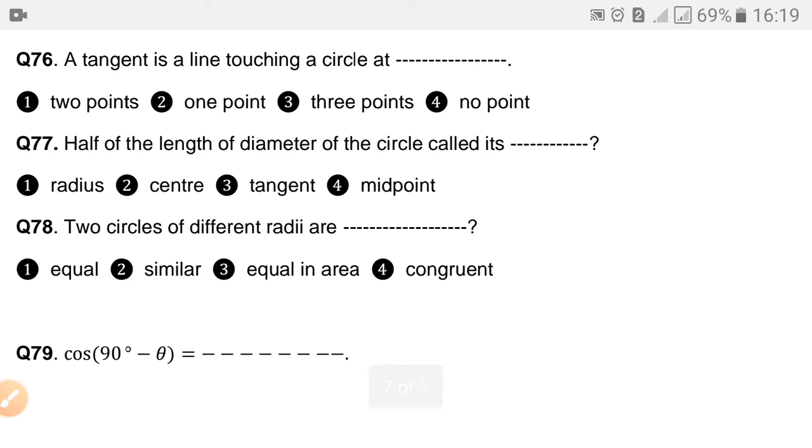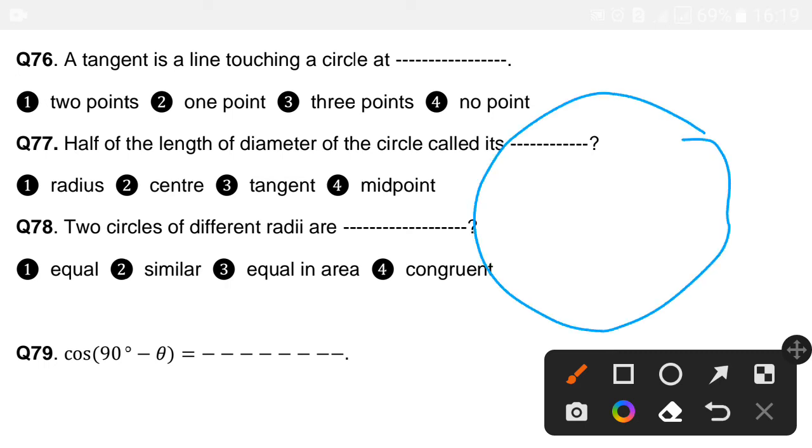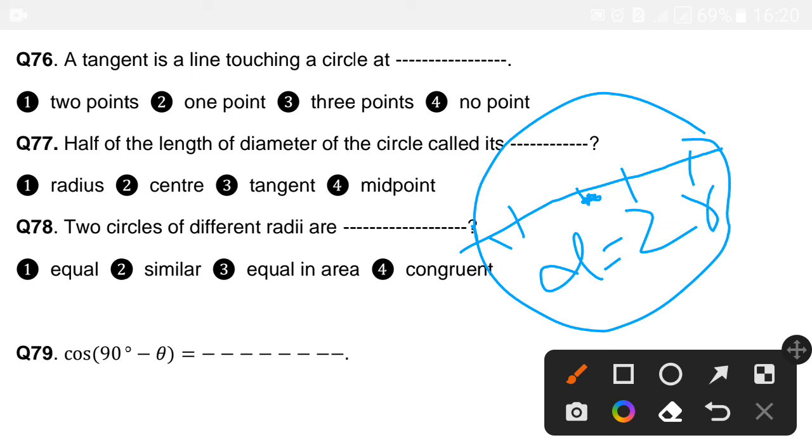Next problem is: half of the length of the diameter of a circle is called its radius. If we have this circle and this is the diameter, the diameter is 2 times the radius. So 1 diameter equals 2 times radius. So half of the length of the diameter is actually the radius. So the first option is right.